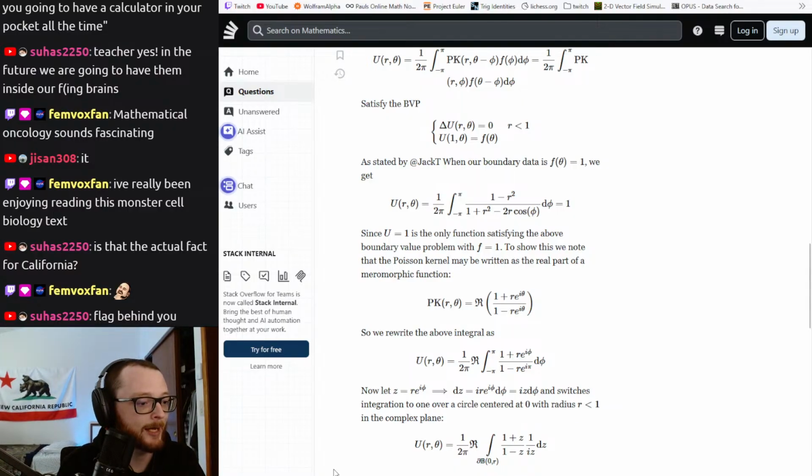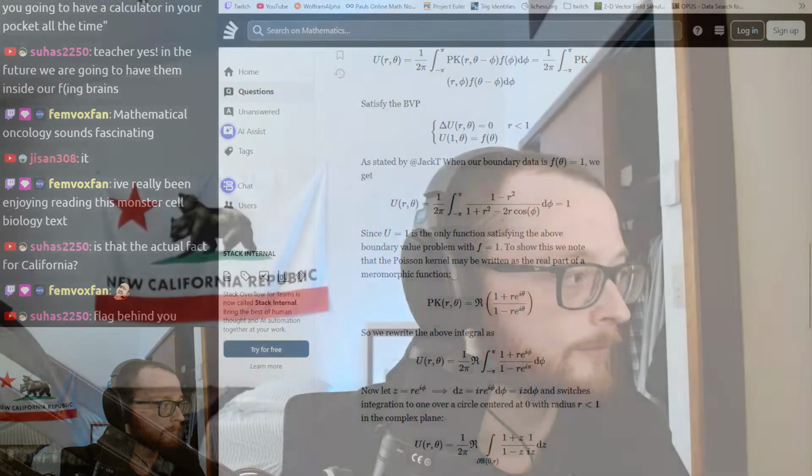Oh no, it's not the actual California flag. It says New California Republic. It's from Fallout, the Fallout games, and the bear has two heads because it's mutated.